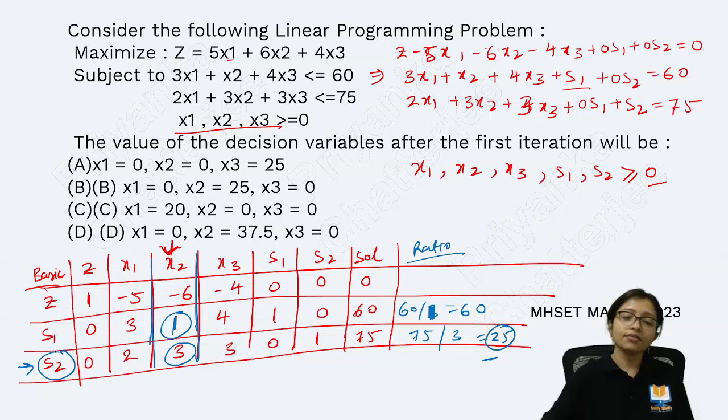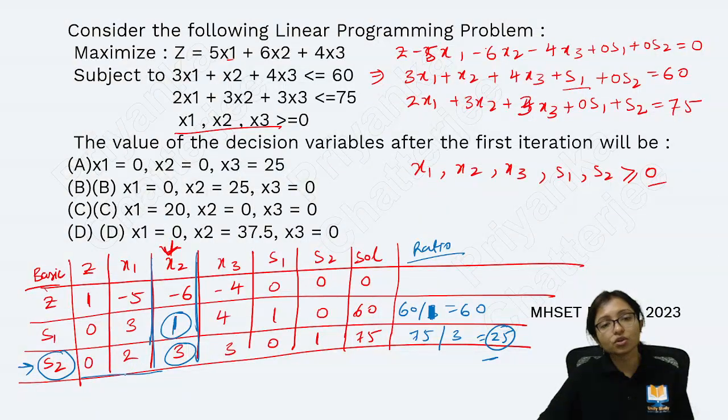Just you have to solve it, and after solving, what do I have to do? I have to divide the whole row by 3. So 0 divided by 3, 2 divided by 3, 3 divided by 3, 3 divided by 3, 0 divided by 3, 1 divided by 3, 75 divided by 3. This is the next value.